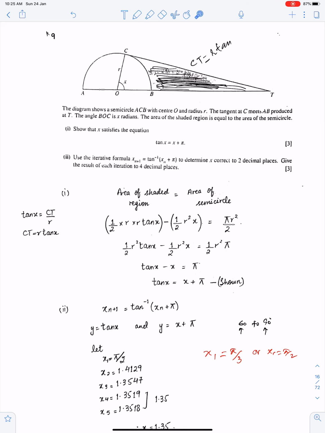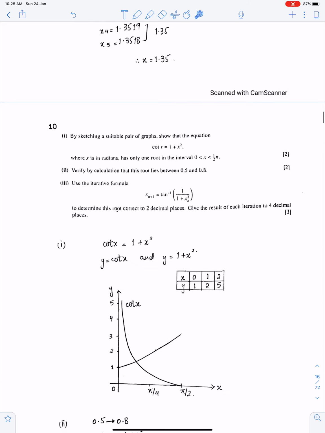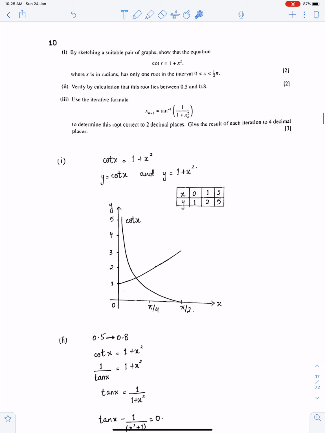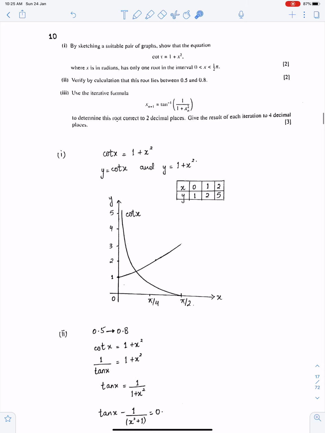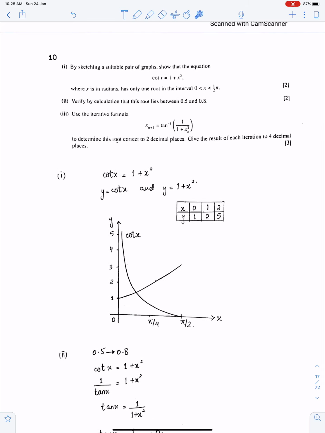I'm leaving question 9 because this is similar to question number 8. Now I'm going to discuss the important questions only. Question number 10.